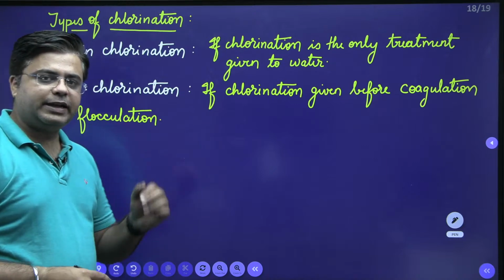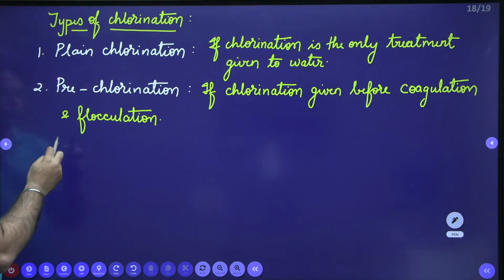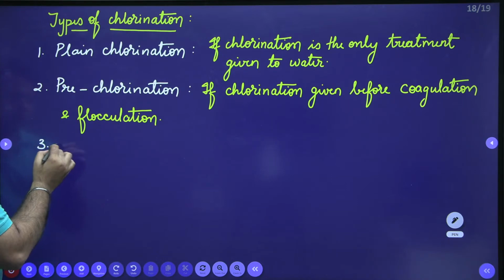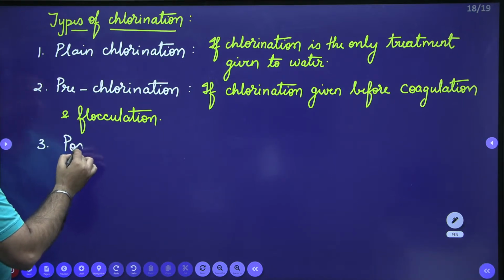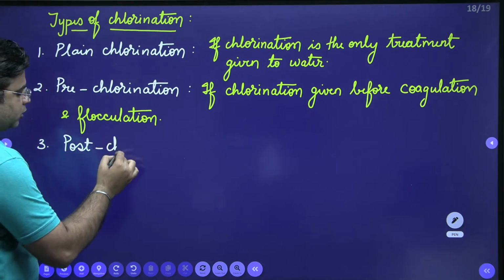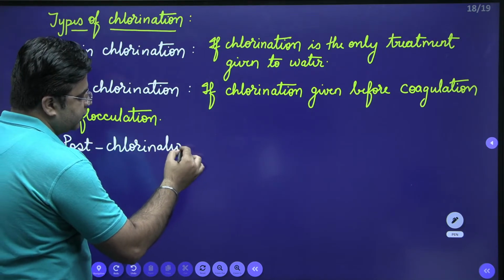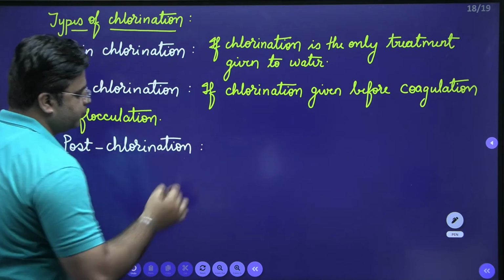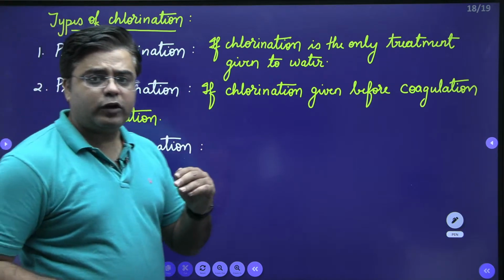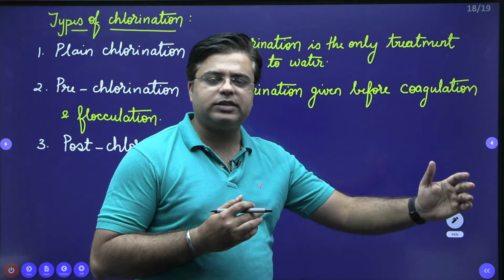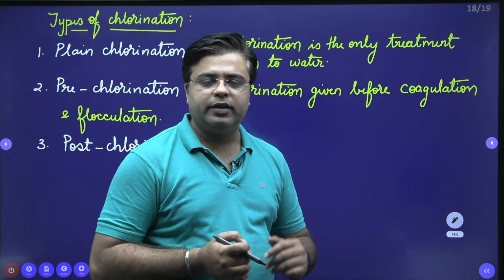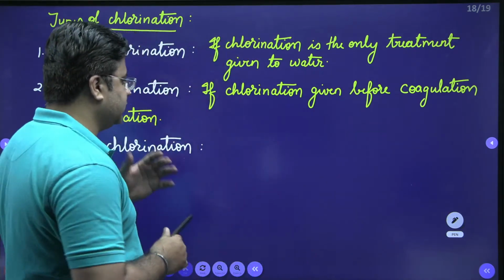The third variety of chlorination is post-chlorination. If chlorination is the last treatment given to water, then it is known as post-chlorination.